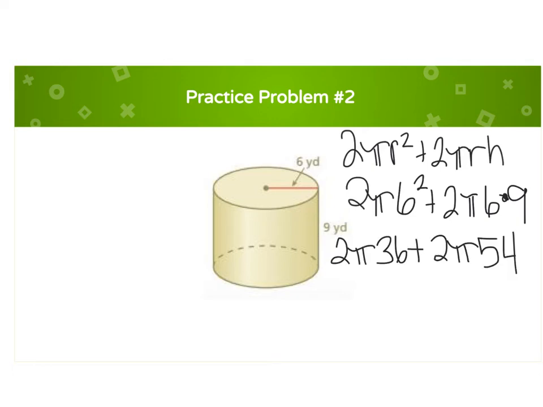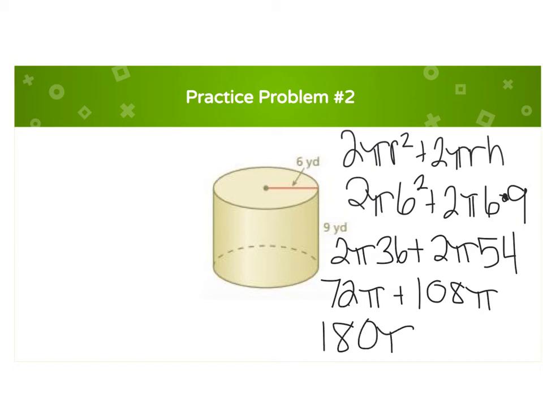Okay, so I went ahead and I just went to the next step. So I did 6 squared, which is 36, and then 6 times 9, which is 54. Now I want you to do the next step too. Okay, and so then 36 times 2 gives us 72, and 2 times 54 gives us 108 pi, and if we add those together, we get 180 pi.